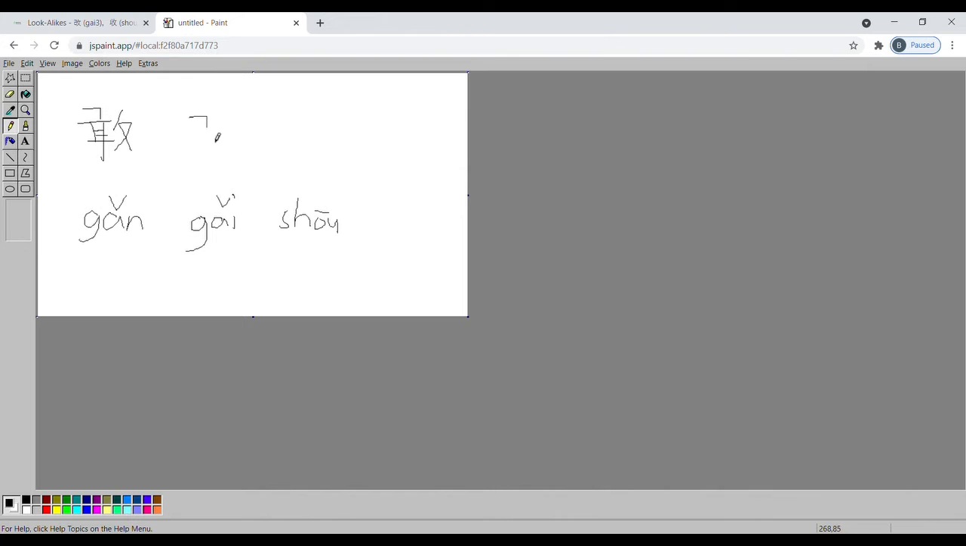So gai, which means to change or to correct. The left side looks like that, and then the right side is the same character as gan. And then shou is very simple. It's just two strokes. The left side is only two strokes, and then the right side is the same. So shou means to receive.